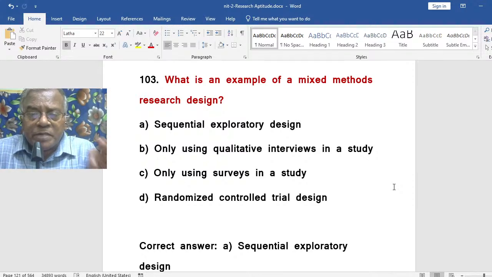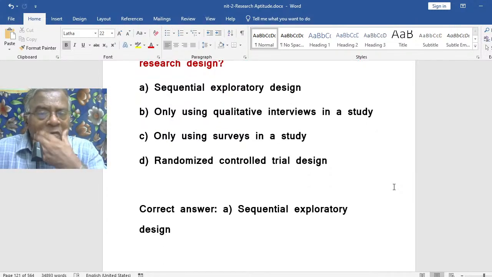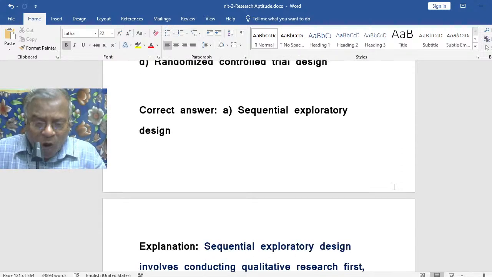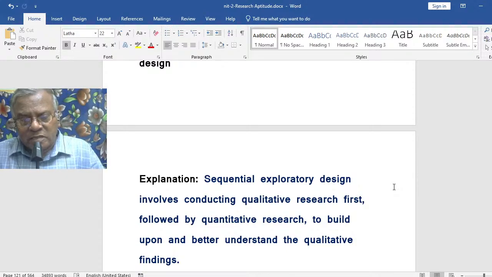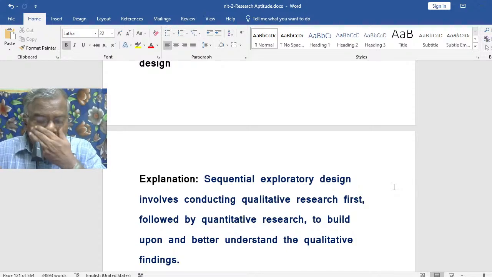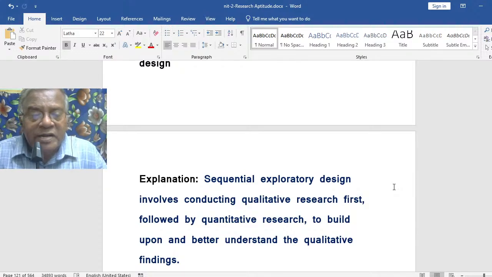What is an example of a mixed methods research design? This is the design. What does this mean? Sequential exploratory design means what? Sequential exploratory design involves conducting qualitative research first, followed by quantitative research to build upon and better understand the qualitative findings. In order to understand the qualitative findings, you are using both qualitative research as well as quantitative research. So that you must understand. That is called a sequential exploratory design.